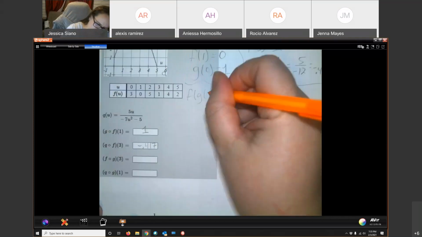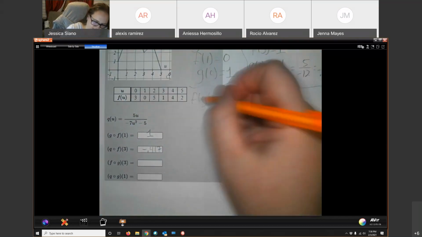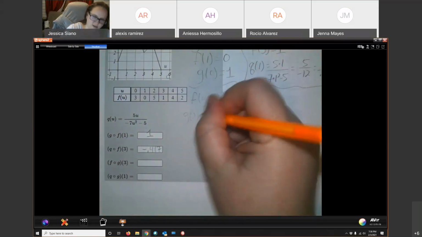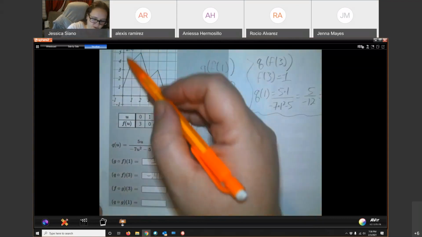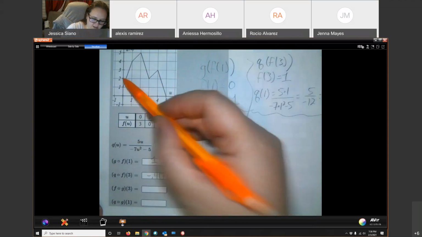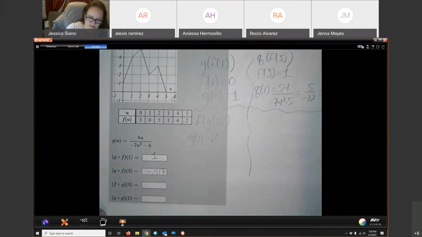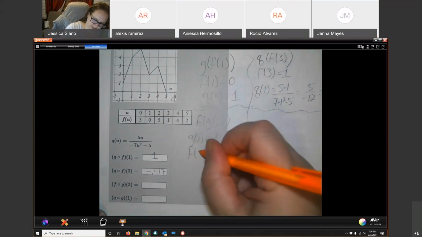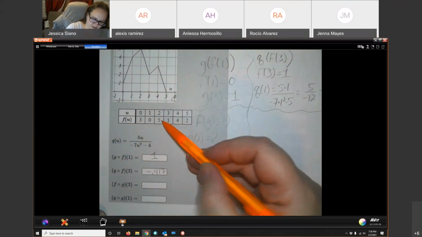F of g of 3. So first we need g of 3. G was the graph. So at 3, your output is 2. That means now I need f of 2, which is 5.